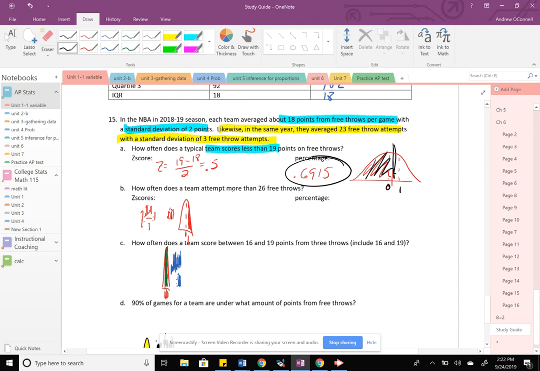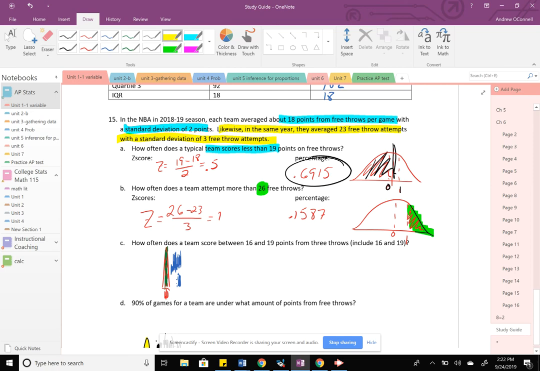How often does a team attempt more than 26 free throws? Well, this is a yellow one because it wants to know how many free throws, not how many points. This says more than, which is why you're shading right. The question asked 26, so it should probably be yellow.